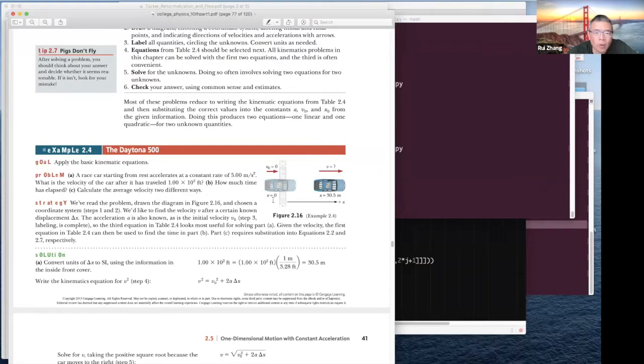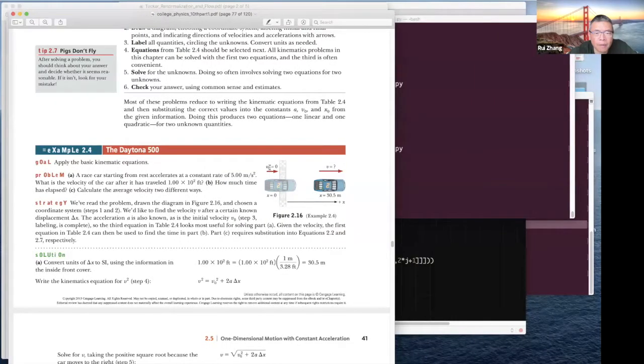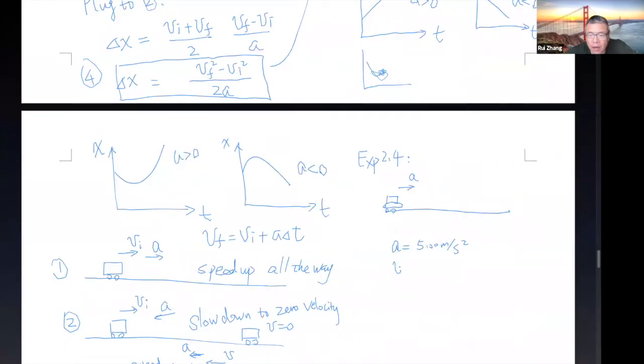What we know here is the acceleration is given as 5.00 meter per second squared, so let me write it down here. Another thing we know is this thing starts from rest, right? So the initial velocity is 0, so I'll write vi equals 0. Sometimes it does not tell you explicitly that something is 0, but when it says start from rest, it means the initial velocity is 0. You need to read it out from your problem.